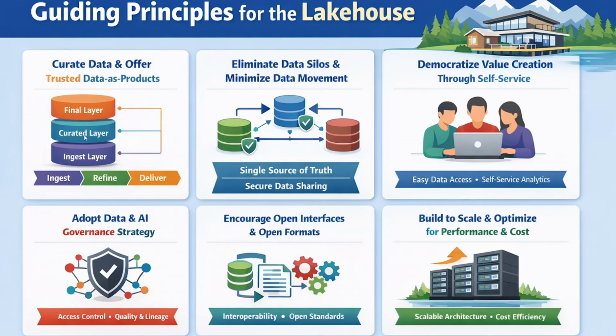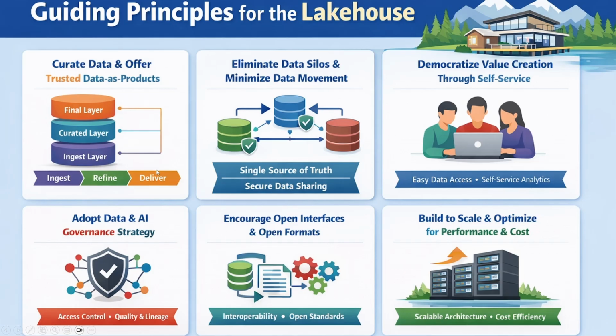Then comes the curated layer, which is where the magic happens. Data gets cleaned, refined, filtered, maybe even aggregated. This is the layer where you make sure the data is actually trustworthy. And finally, you have the final layer, which is basically your business-ready data. This is where you prepare the data for reporting, analytics, AI, all the end-user stuff. And here's the key. As data moves through these layers, its quality improves. That's what makes people actually trust it.